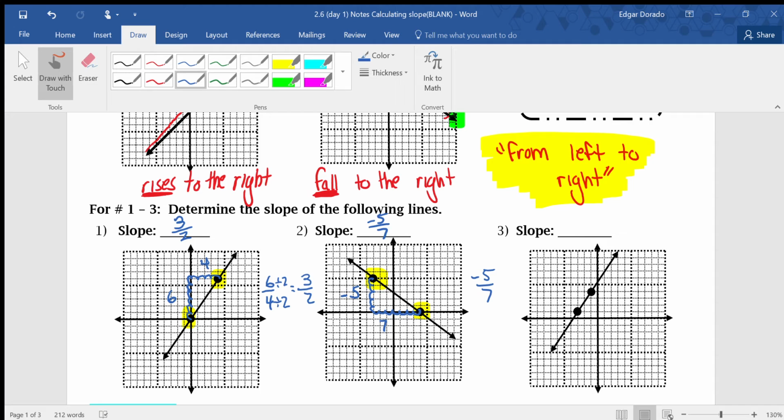Same thing, rise over run. So how many am I rising? 1, 2, 3. So I rose 3, and I move to the right 1, 2.